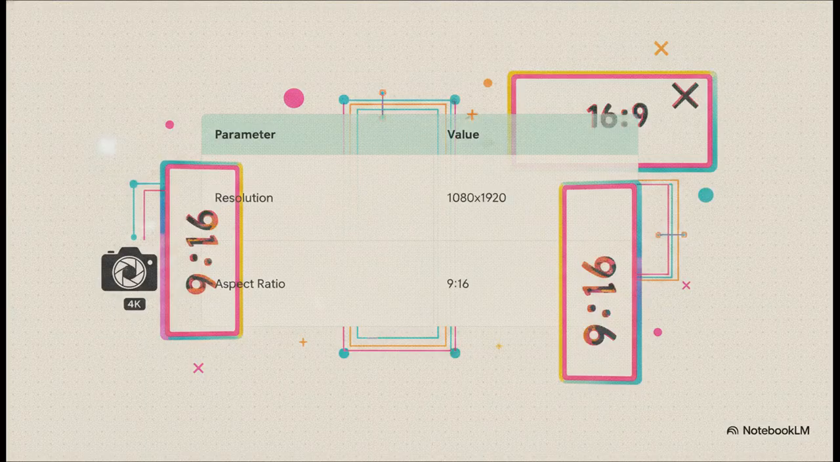That baseline canvas is completely non-negotiable. You've got to stick to a strict 1080 by 1920 pixel resolution at a 9:16 aspect ratio. That is the native format for the platform, and understanding this is the absolute foundation for everything else we're going to cover today. But what happens when you shoot your footage in something way bigger, like 4K?